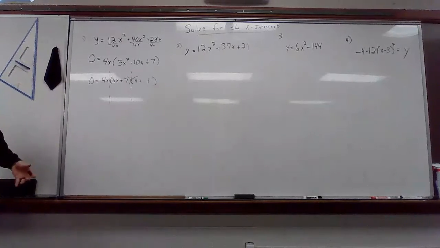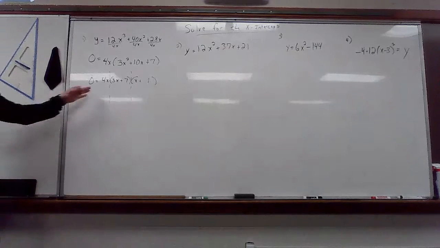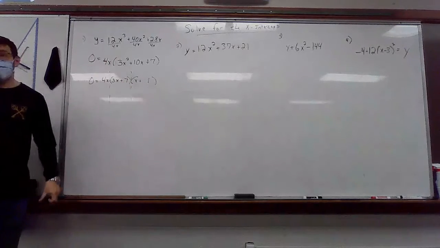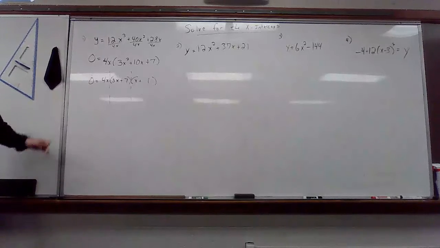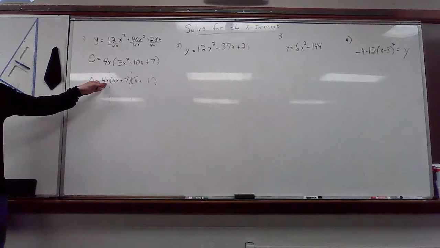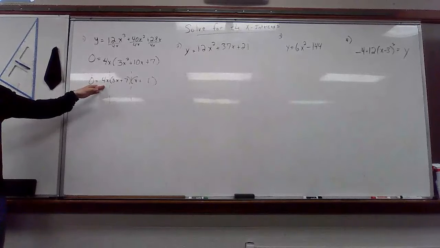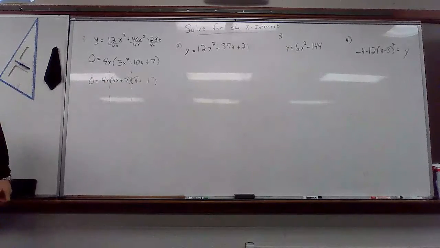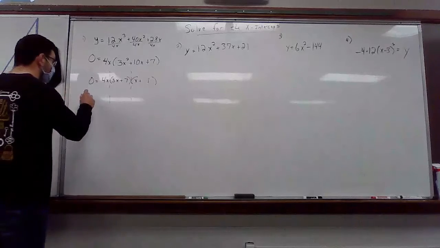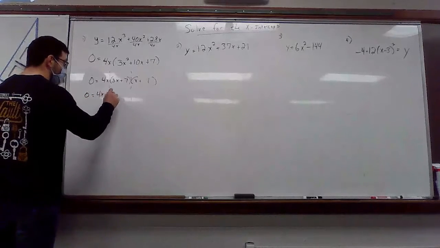Okay? This is a cubic function. If there's 3 factors, which means there's 3 x-intercepts, it's not a quadratic. If it was just a 4 that we could pull out, then it would still be a quadratic. But because there's 3 separate things that have x, there's going to be 3 separate x-intercepts. So I set each one equal to 0.